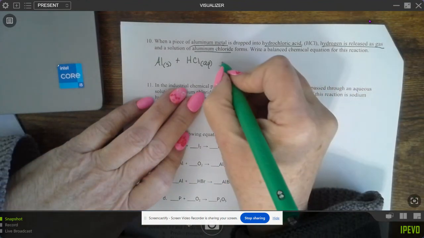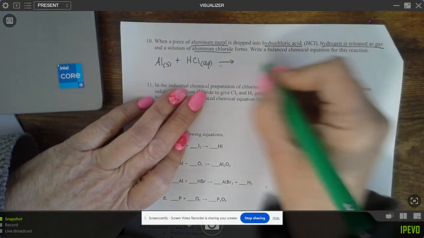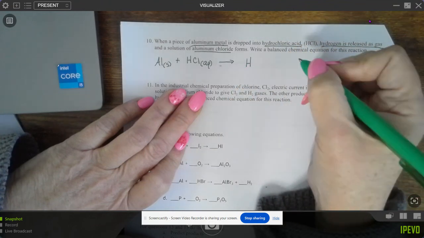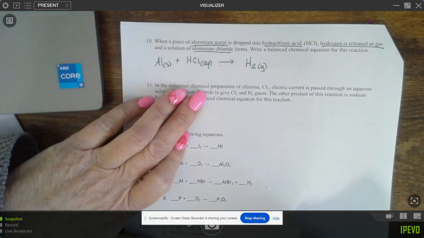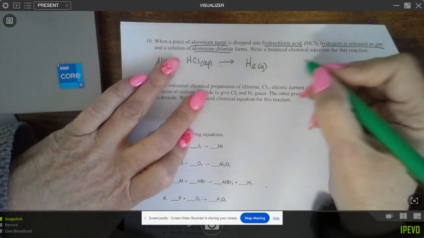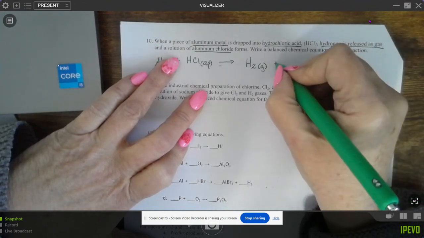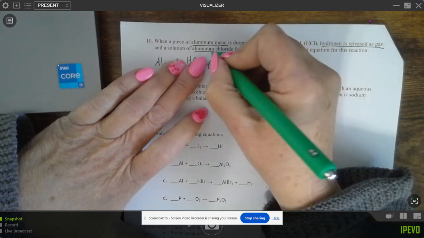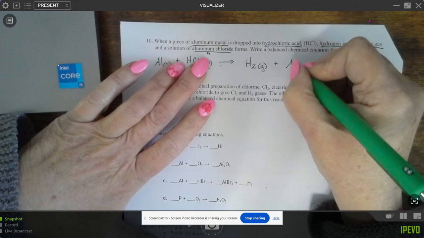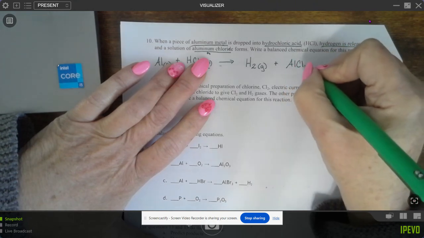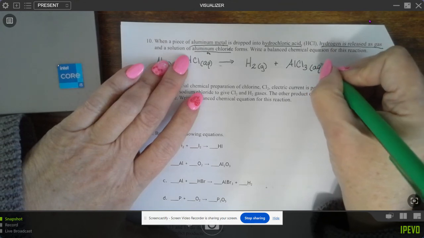And then it tells us when this is done, hydrogen is released as a gas. So hydrogen is one of the 7 diatomic elements, so that's going to be H2 as a gas. And a solution, okay, when we see the word solution, that means aqueous. So a solution of aluminum chloride. Aluminum has a +3 charge, chlorine has a -1, so we end up with AlCl3. It's a solution, so that is aqueous. Okay.